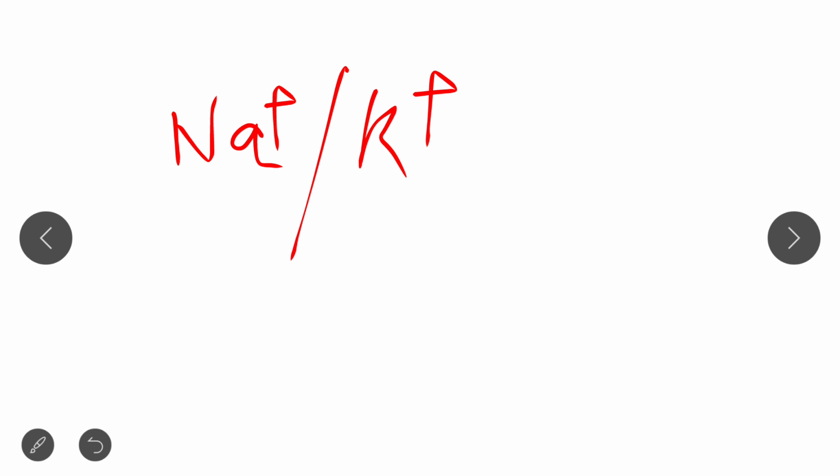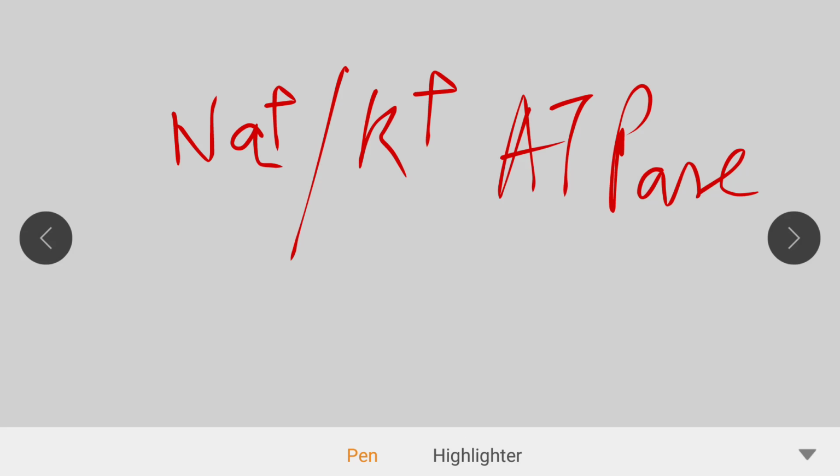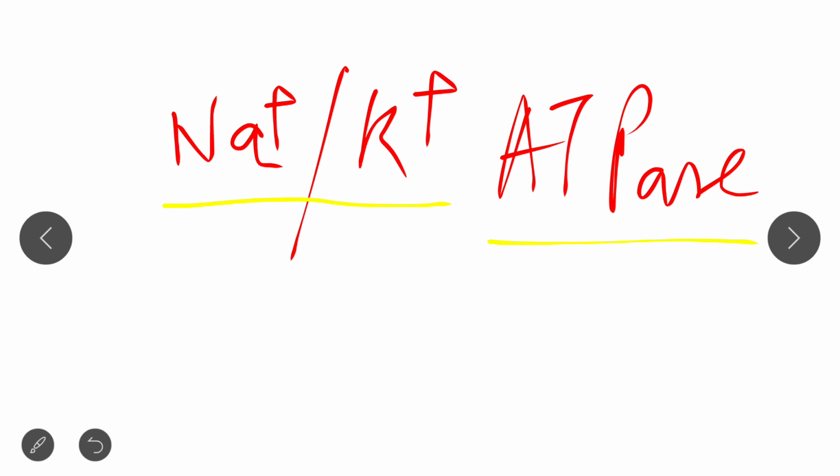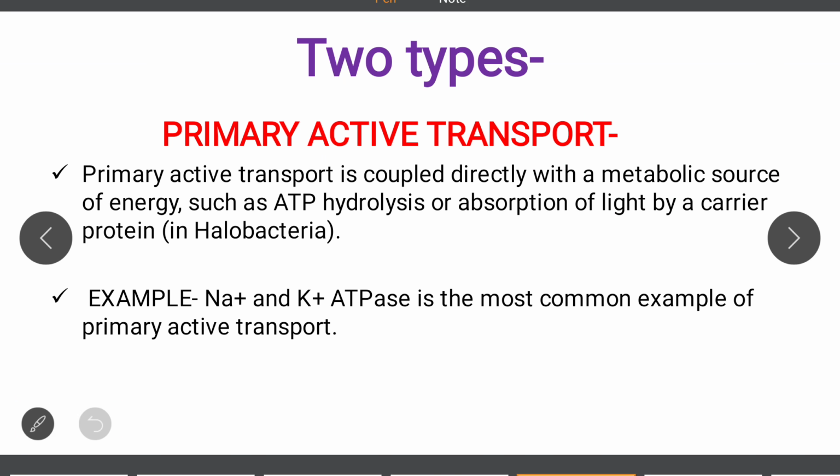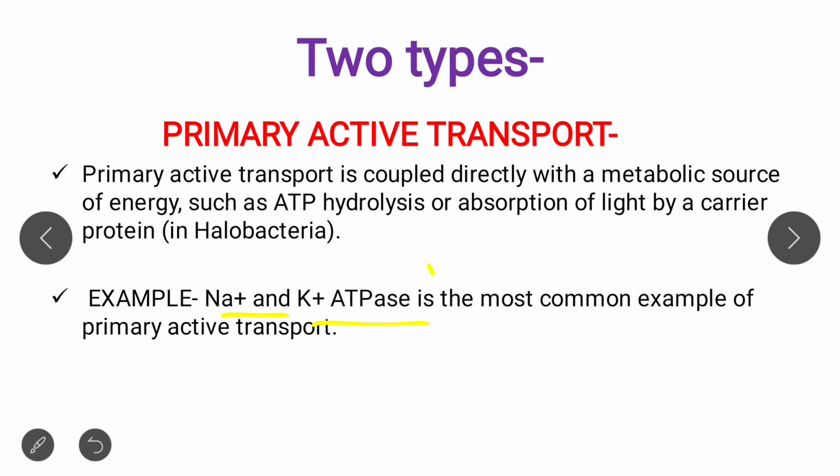And the best example of primary active transport, remember this point, is sodium potassium ATPase. By the use of this sodium potassium ATPase, primary active transport moves 2 potassium inside the cell and 3 sodium outside the cell, which maintains the electrochemical balance. Clear? Let's look at the PPT. The best example, as I mentioned, is sodium potassium ATPase, the most common example of primary active transport.